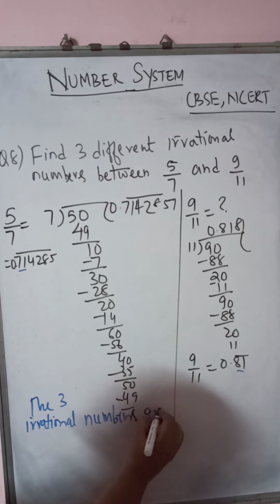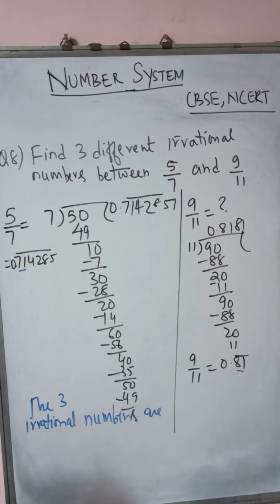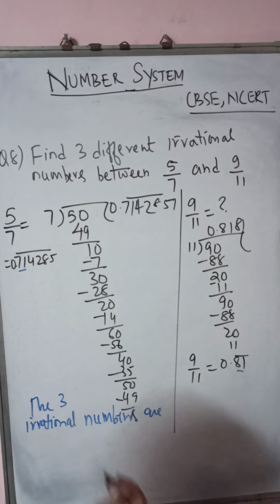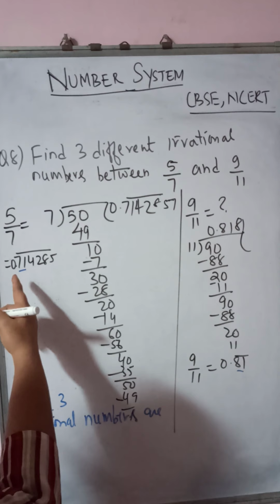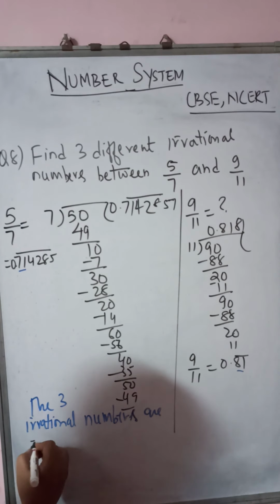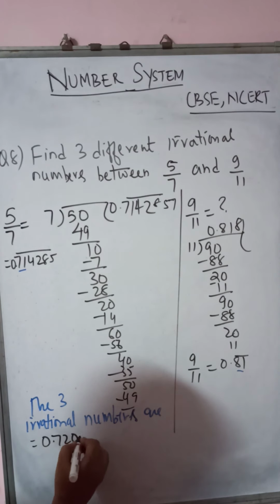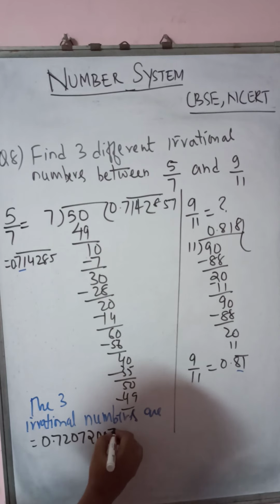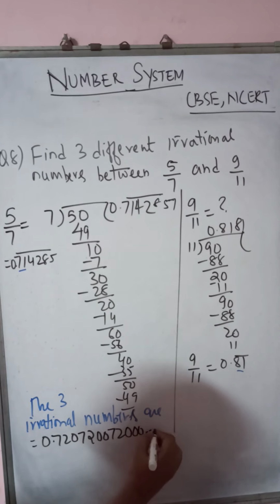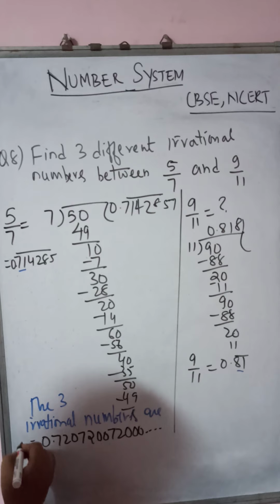are, actually there are n number of irrational numbers you can find. So I will just write down, for example, between 0.71 and 0.81. So I can write 0.720, 7200, 72000. So I am following a pattern. Okay, this is the first one.